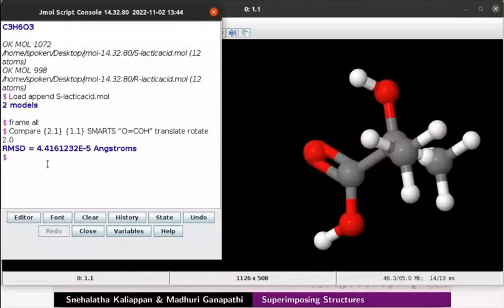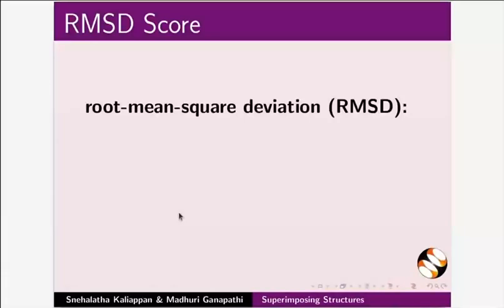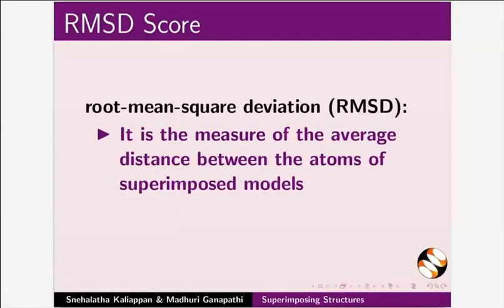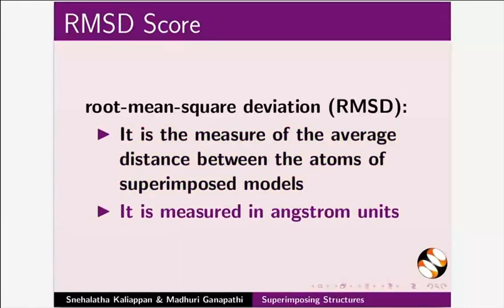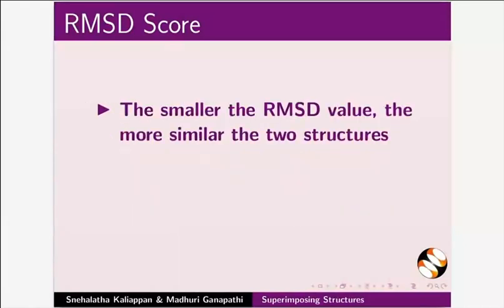On the console window, you will see a message in blue. It shows the RMSD score for the superposition. RMSD is root mean square deviation. It is the measure of the average distance between the atoms of superimposed models. It is measured in angstrom units. The smaller the RMSD value, the more similar the two structures.